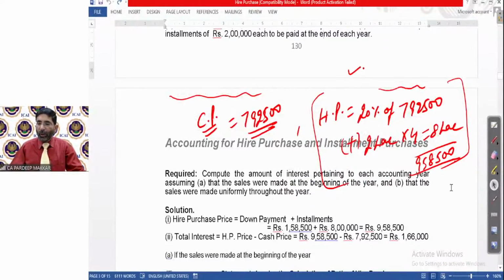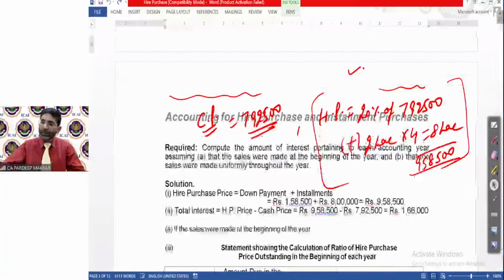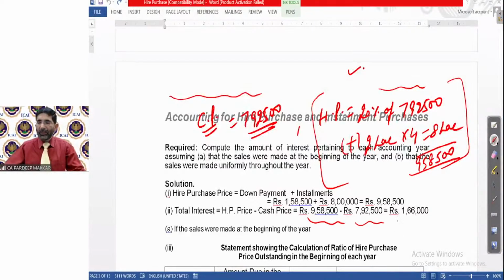Now for the total interest, if you would like to calculate, it is HP price minus cash price. Now HP price is given to you, cash price is given to you, and whatever is the difference, that is 1,66,000. This is the amount of interest. So interest is with you, cash price is with you, HP price is with you.